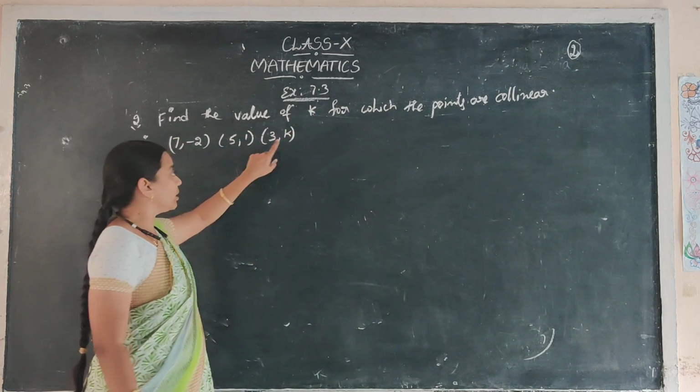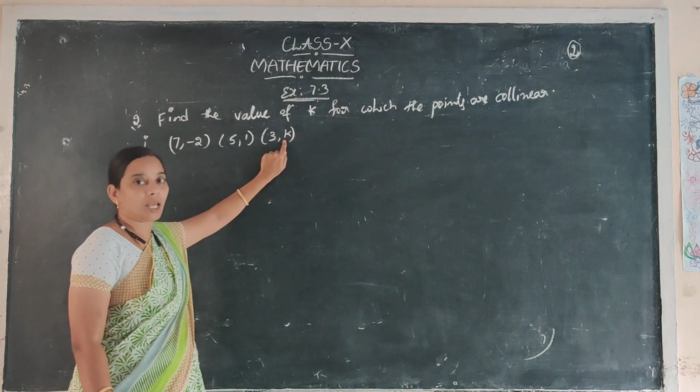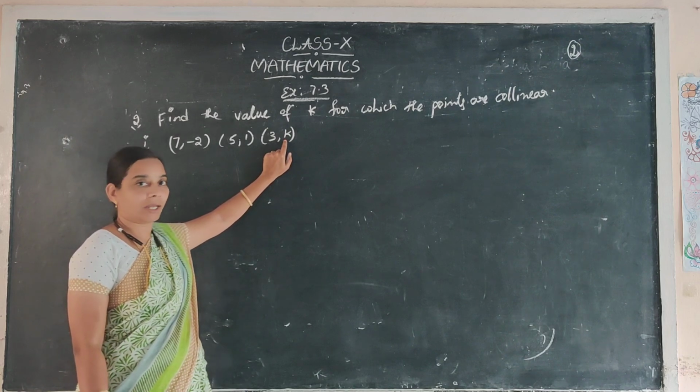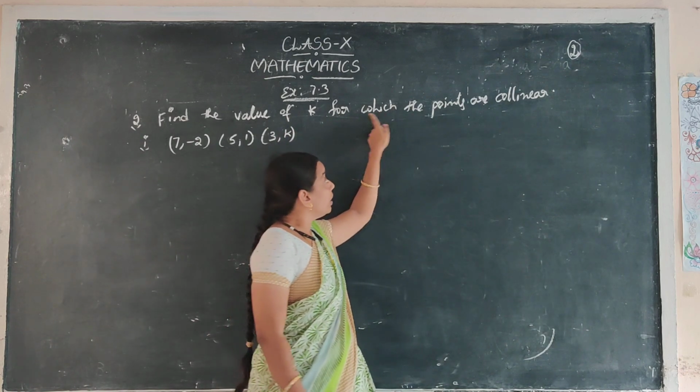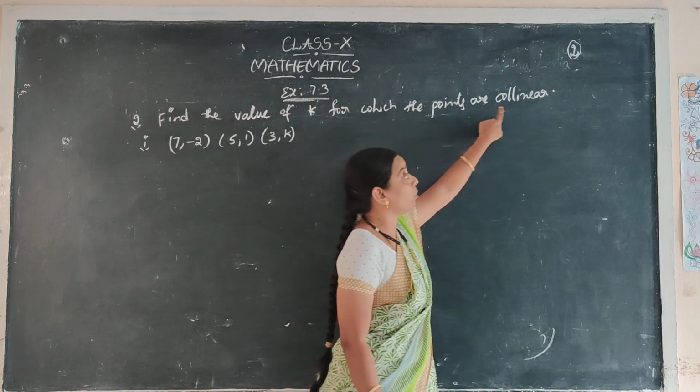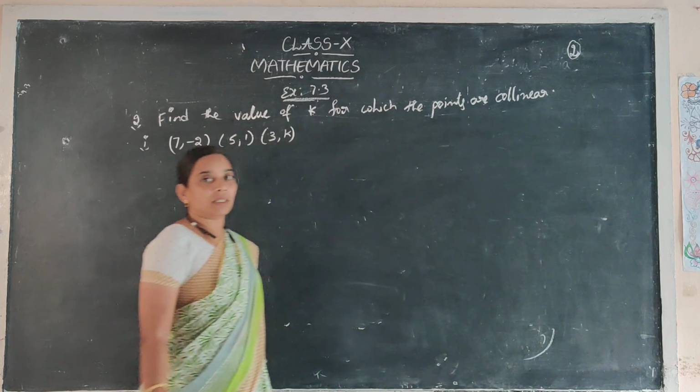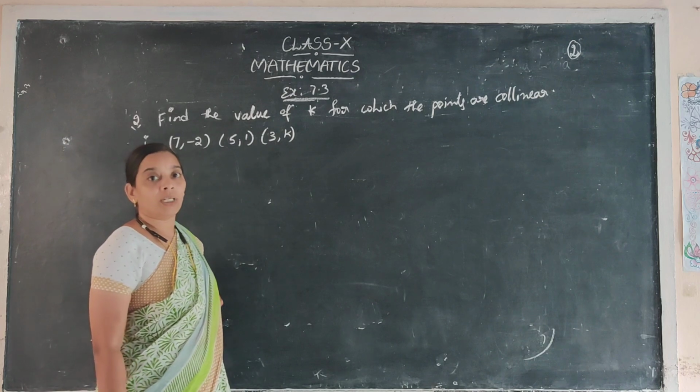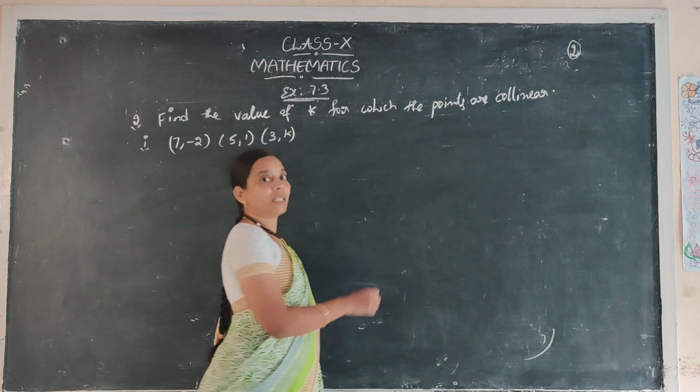So in this question, k is the variable. This is unknown, and now we want to find this k value. But here the condition is that the given points are collinear. In the first exercise, I explained collinear. Collinear means the points lie on the same line.